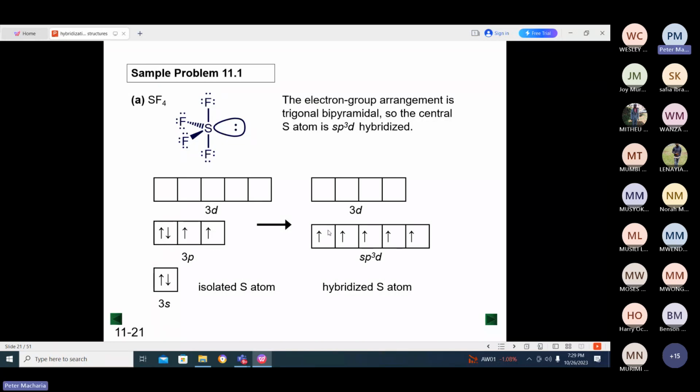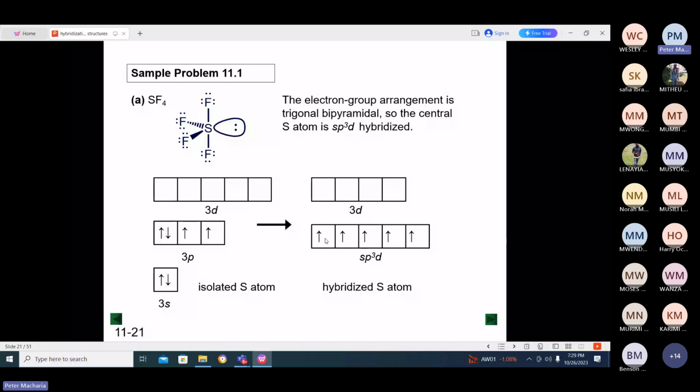There's a mistake here. One of the orbitals should be a lone pair, and a d orbital comes in, so that we have sp3d with a lone pair. So there are five, but one is a pair of electrons, so only four can bond to fluorine. So you can correct that one.